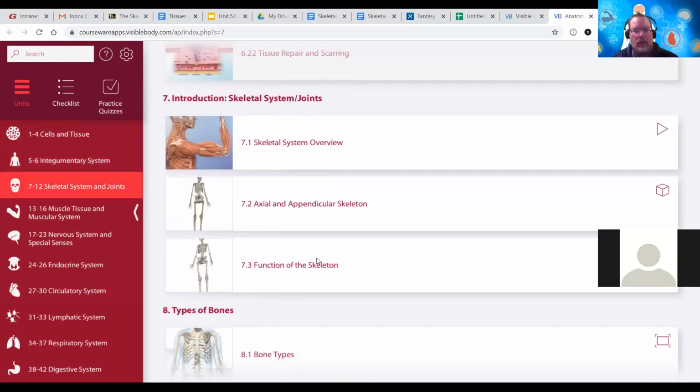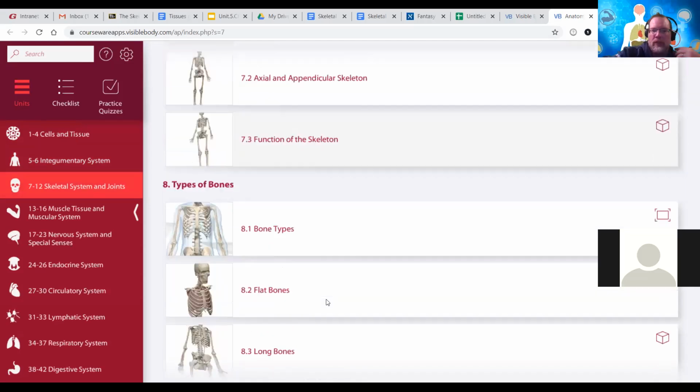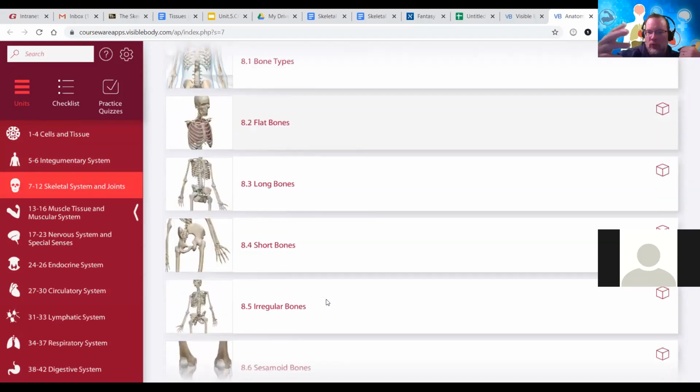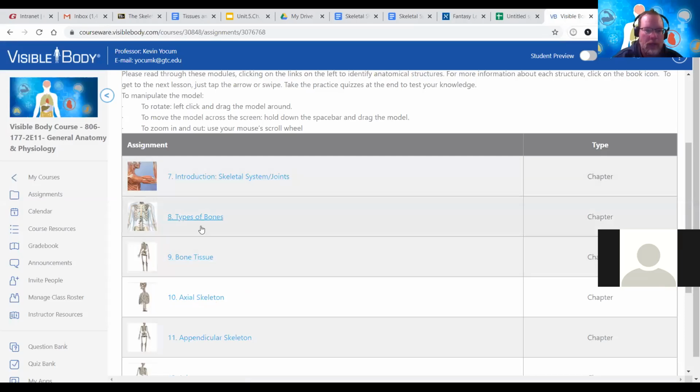So, skeletal system overview, axial and appendicular skeleton. These are very short, very brief. It gets into bone types: flat bones, long bones, short bones. Again, very brief. See how slow it goes as soon as I get Visible Body going. All right, I'm going to exit out so it doesn't keep doing that. So anyway, please go through that and look at that.